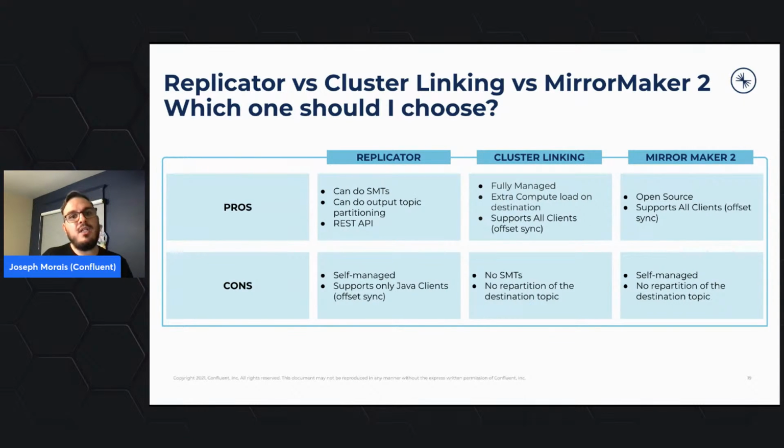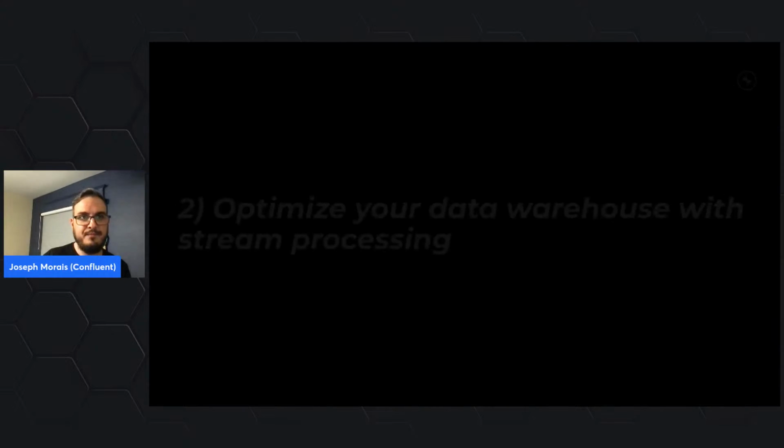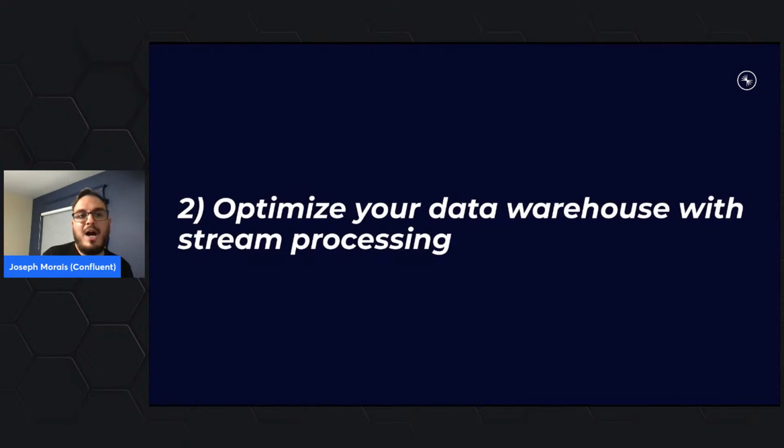Second, cluster linking utilizes native Kafka replication, while the other two solutions are built on top of the Kafka Connect framework. Ultimately, with cluster linking, you simultaneously improve your replication mechanism and simplify your stack. So now let's talk about optimizing your data warehouse with stream processing.